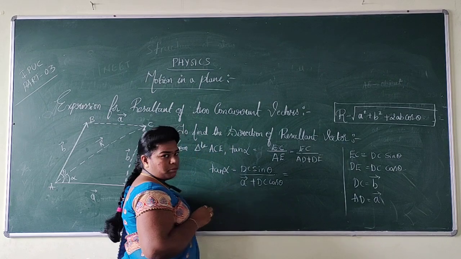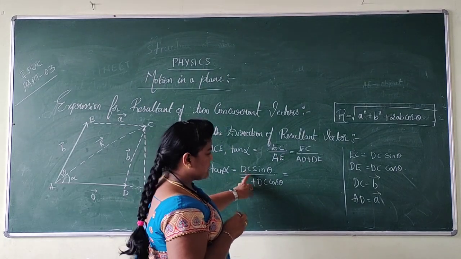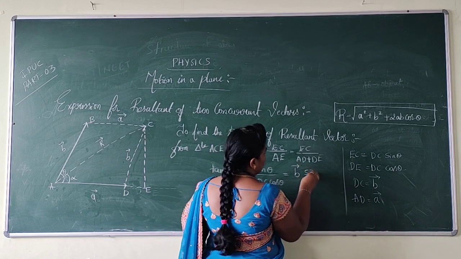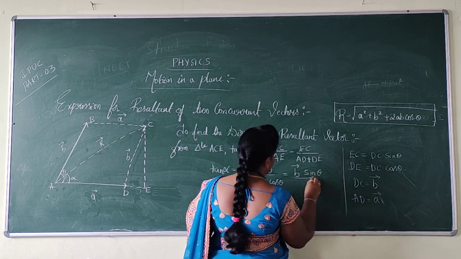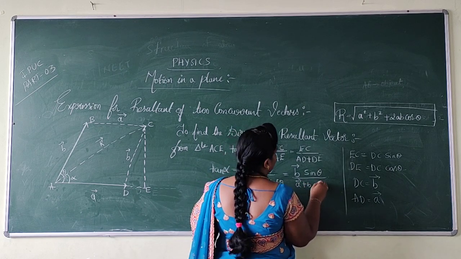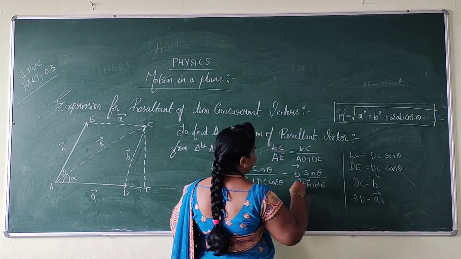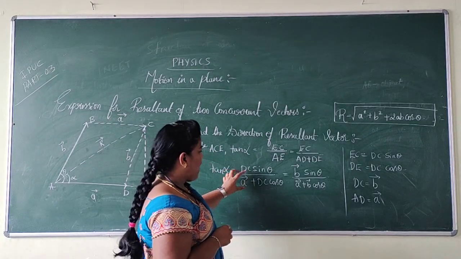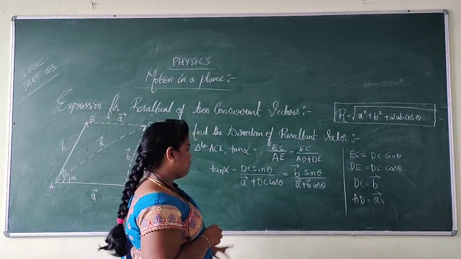Let us move for one more step. So here it is DC. What is the value of DC? It is B. Just substitute the value. So B sin theta divided by A plus B cos theta. This is what we got, right? Now I want to calculate only alpha. I don't want to calculate the tan alpha.